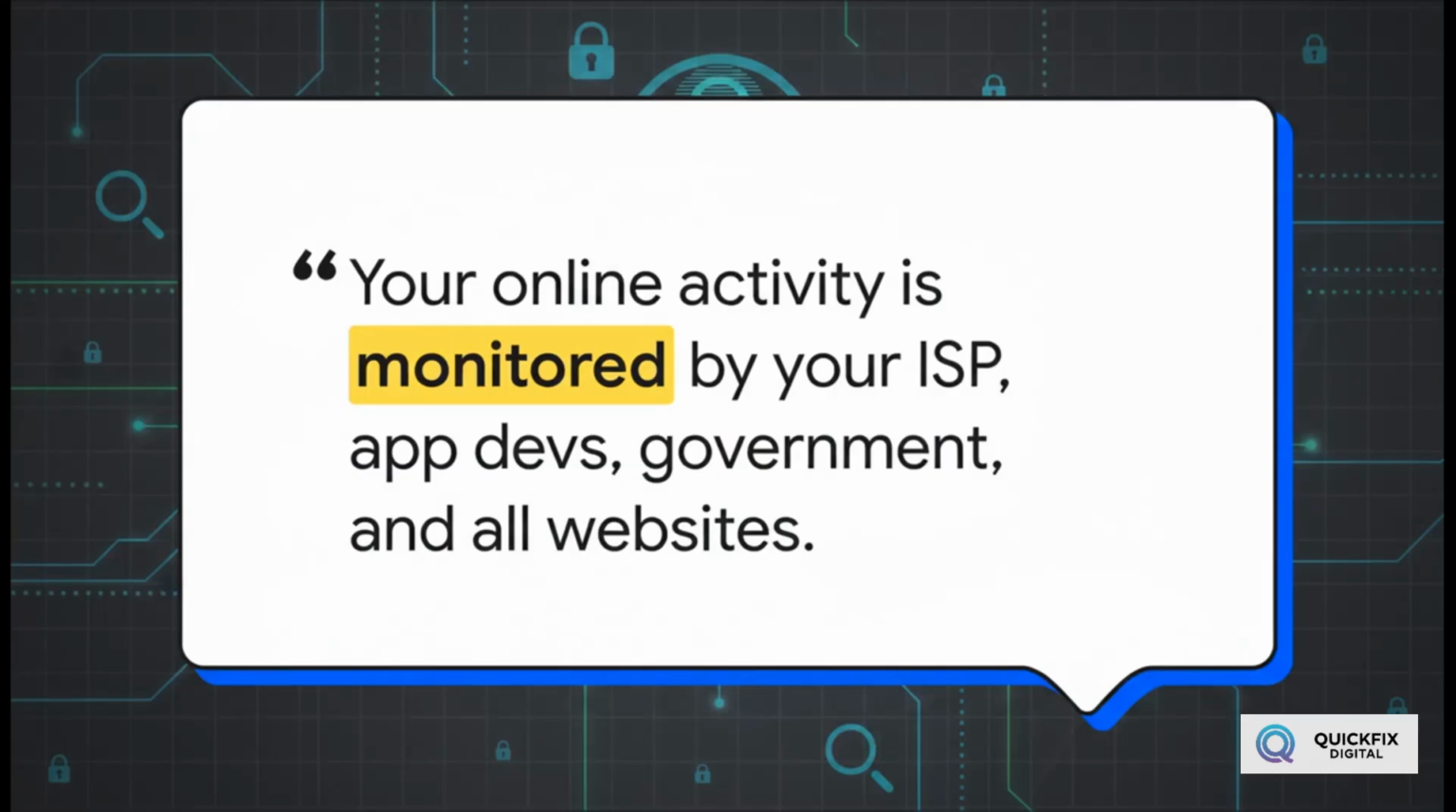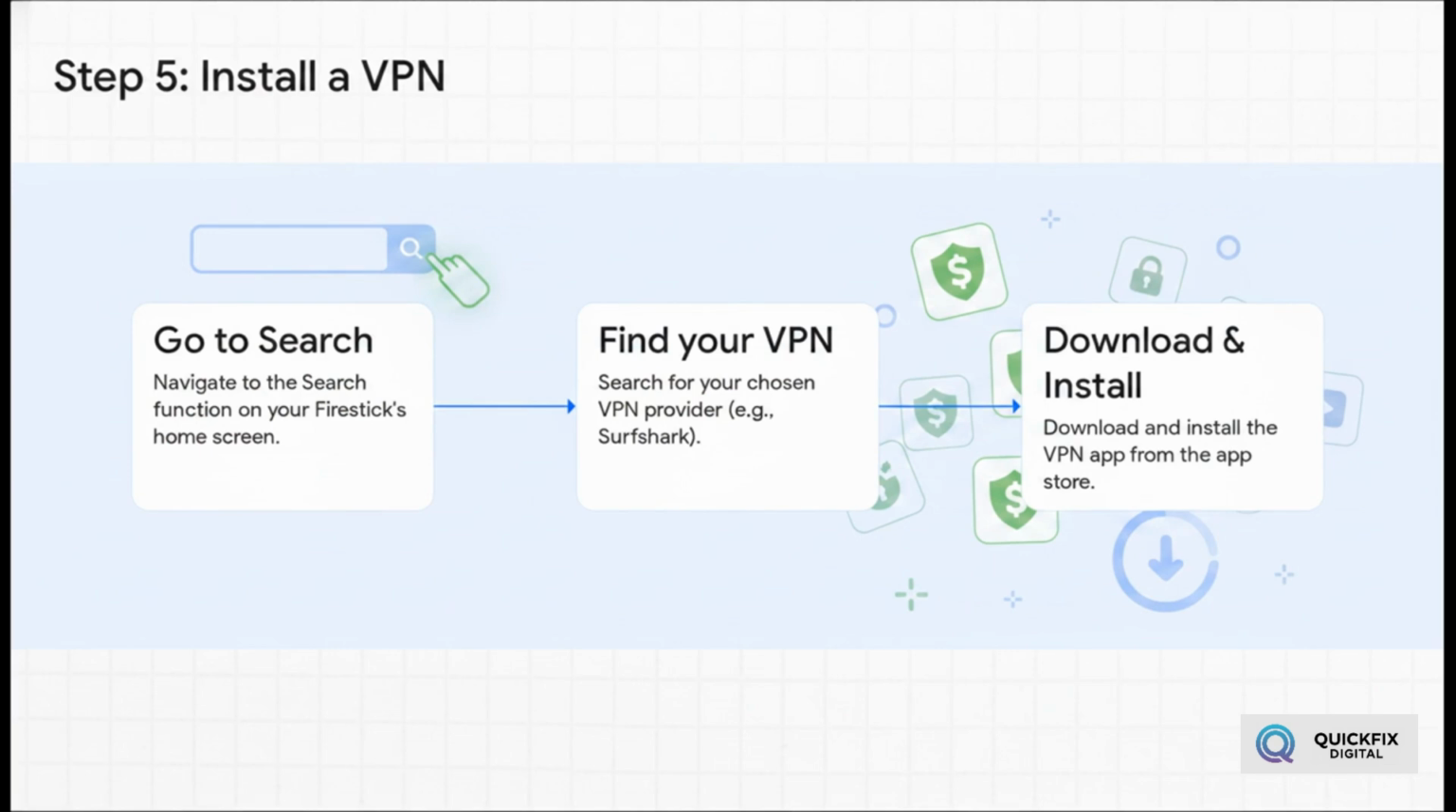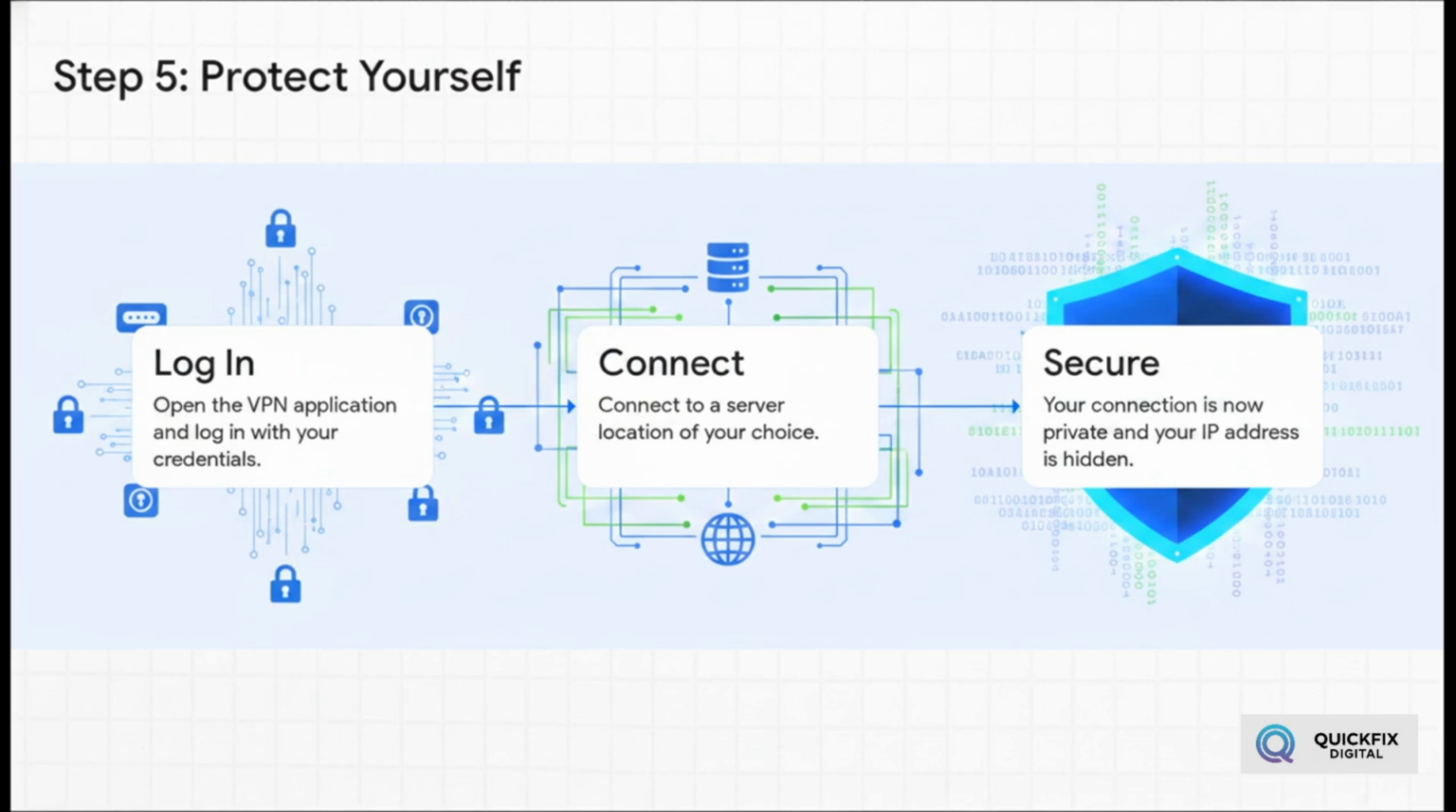Okay, before you go wild, there's one last really important step. Your internet activity is being watched. To keep yourself safe and private, you absolutely should use a VPN with these new apps. Installing a VPN is easy. Just search for your favorite one right in the Amazon App Store. Just open the app, log in, and hit Connect. Now your connection is private and secure.